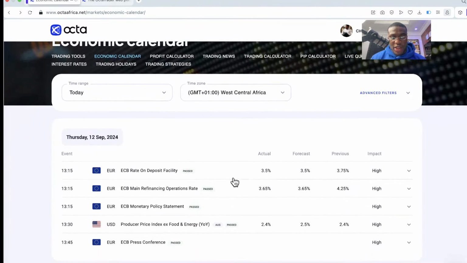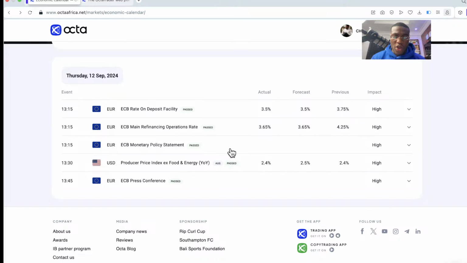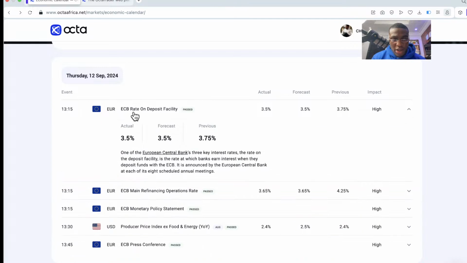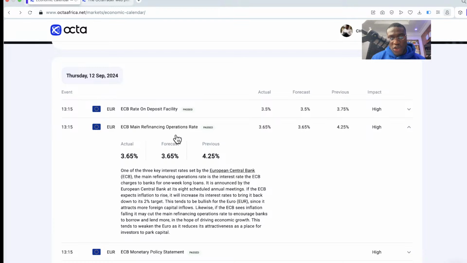Now, to dive even deeper into the Octa economic calendar, an amazing economic calendar with a lot of simplified definitions. For you to understand the meaning of each economic event, all you have to do is click on it, and then you can see the definition. Most of these events would show you what influence the report would have on the domestic currency.